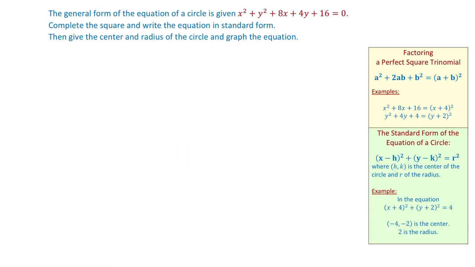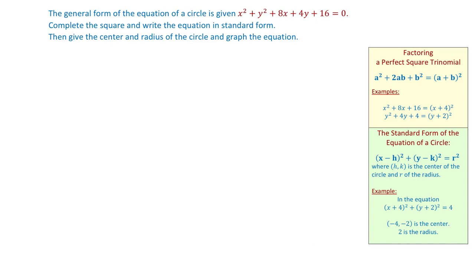So here's the problem. The general form of the equation of a circle is given: x squared plus y squared plus 8x plus 4y plus 16 equals 0. We have to complete the square and write the equation in standard form. Then we have to give the center and the radius of the circle, and then we have to graph the equation. Before we start the problem, we will review a couple of formulas I wrote on the right side.